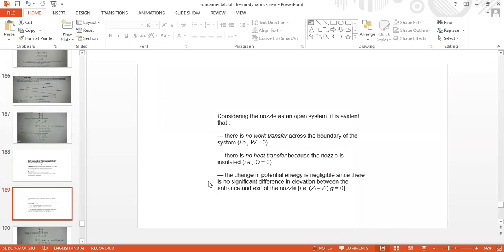Why? Because we are to familiarize ourselves with these concepts. What do you mean by open system? This nozzle comes under open system. Okay, what do we mean by open system? I put a question here. You answer this, in no time.